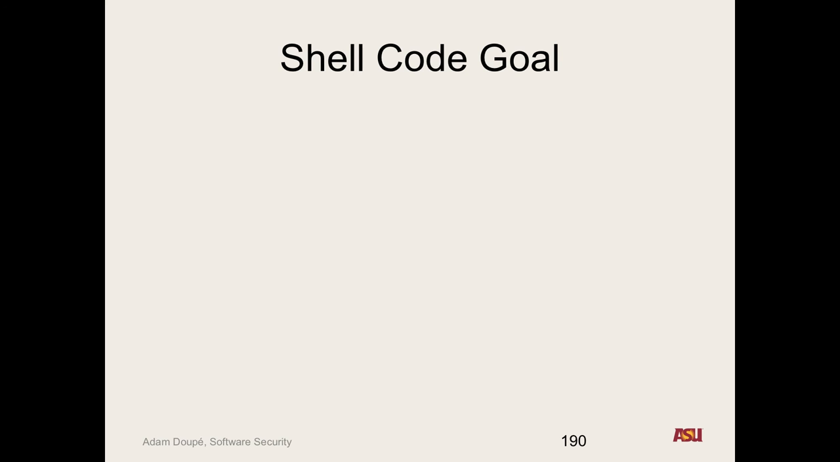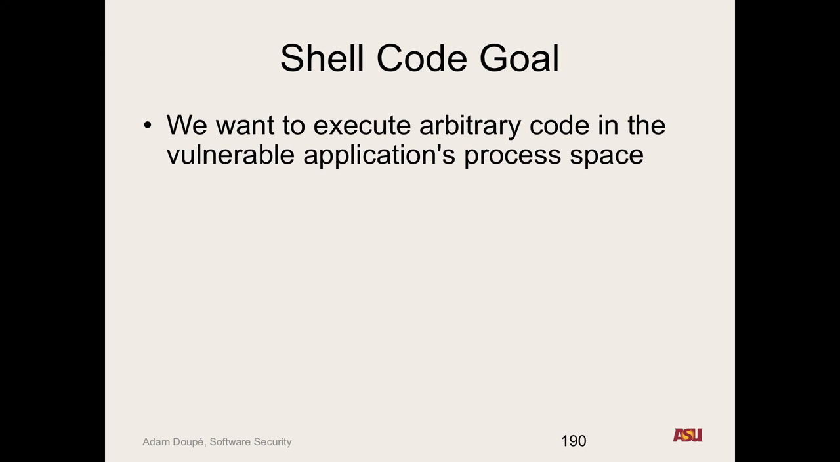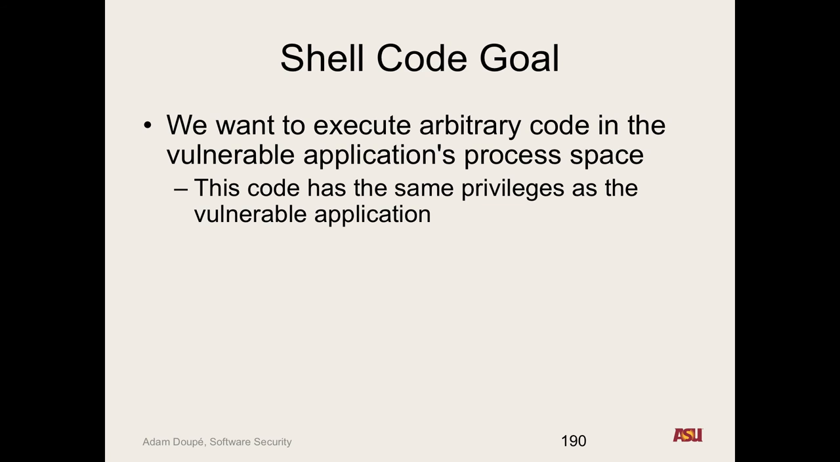So the goal of this: we call this code that we're injecting into this other process shellcode. The goal is we want to execute code of our choosing, and this is the entire point of trying to subvert this other application. The key point, as we saw, is that this code that we execute has the exact same privileges as the vulnerable application.